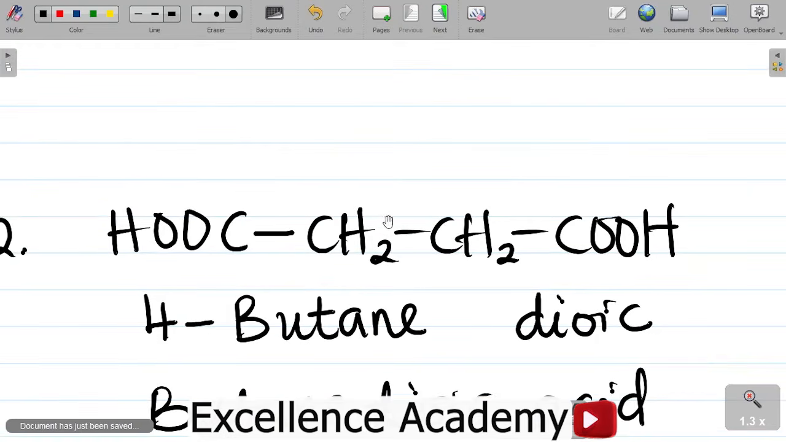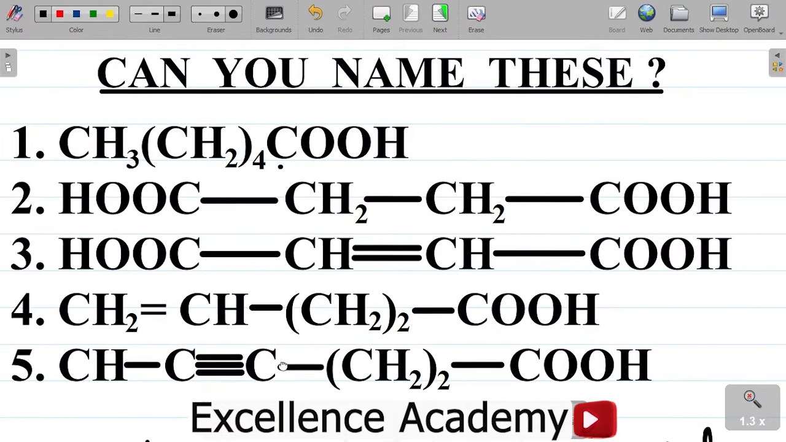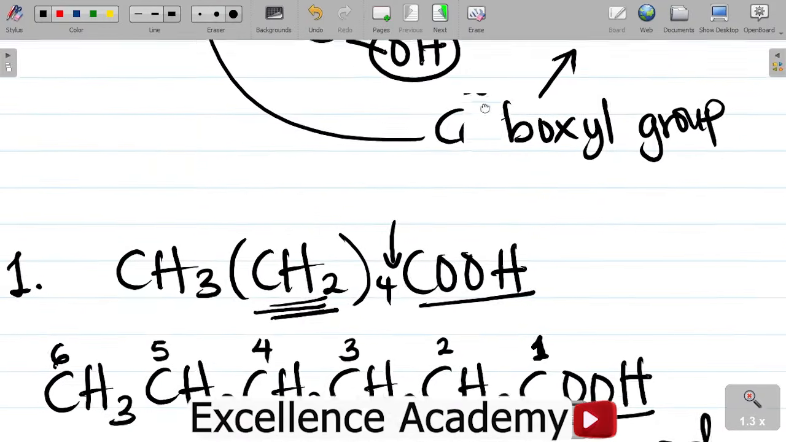Okay, let's take the next one there. Number 3, which is this one here. Basically, same thing as number 2, just that you have a double bond. Okay, and of course, one hydrogen here and one hydrogen here. Let's try to name that. Number 3.